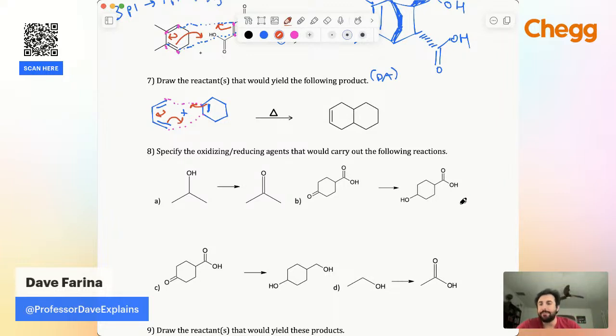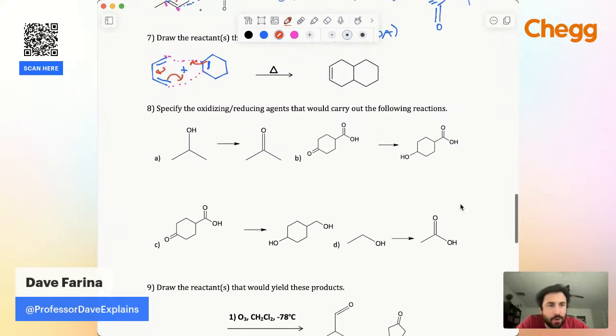Cool. Okay. So let's just hit one more really quick here. We only have 2 minutes, but this is a really fast one. Specify the oxidizing and reducing agents that would carry out the following reactions. So first of all, we have to recognize if it's an oxidation or reduction. Here we're going from a secondary alcohol to a ketone. That is an oxidation.